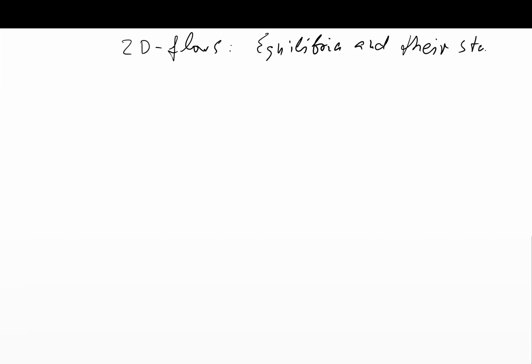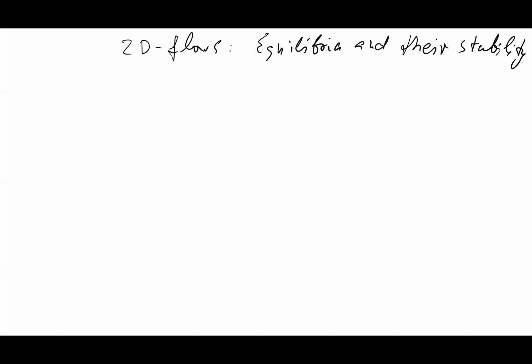So today I will be talking about equilibrium and their stability for two-dimensional flows. So we consider two-dimensional flows, and for them we consider equilibrium and their stability. So two-dimensional flow: x dot equals f of x, y; y dot equals g of x, y.